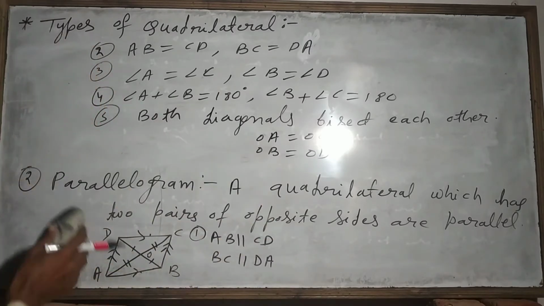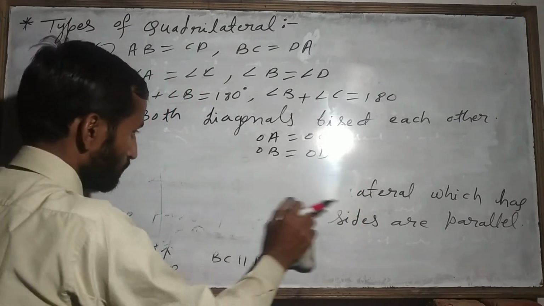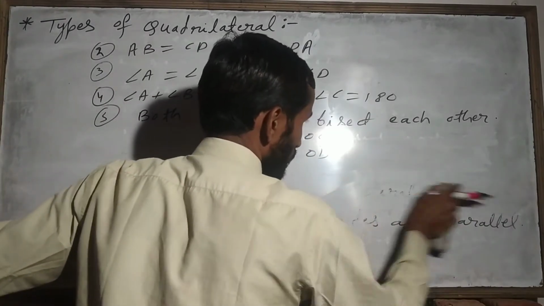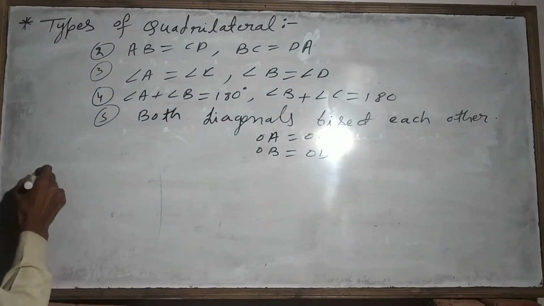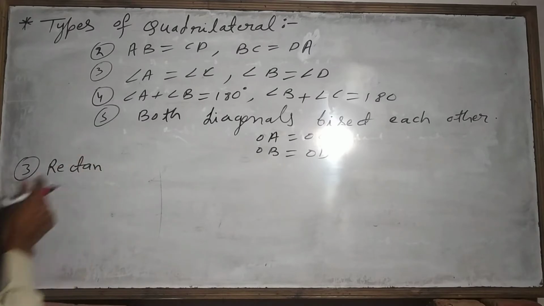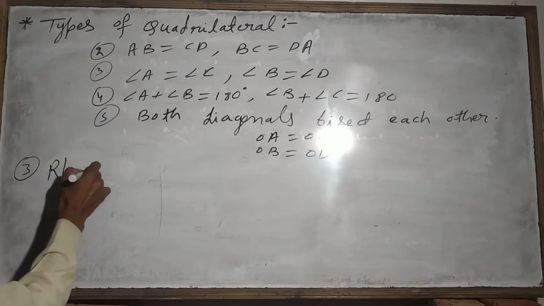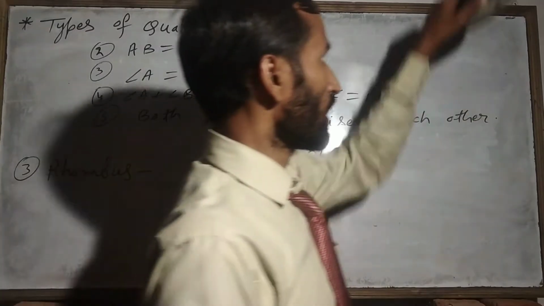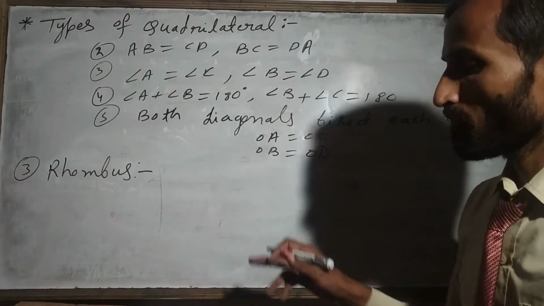Next, the third type of quadrilateral is the rhombus. Rhombus means the same as a parallelogram, but the difference is that all sides will be equal in a rhombus.